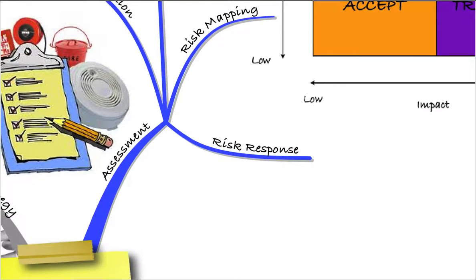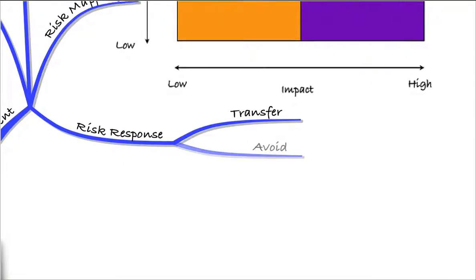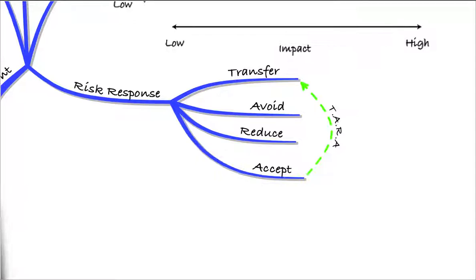So when we do this, our risk responses will be to transfer, avoid, reduce or accept. And we can remember that with TARA. Transfer to insurance companies, avoid them by not doing the activity, reduce them by internal controls, and accept them, meaning that we just accept that they'll happen, but they'll not have a big impact.